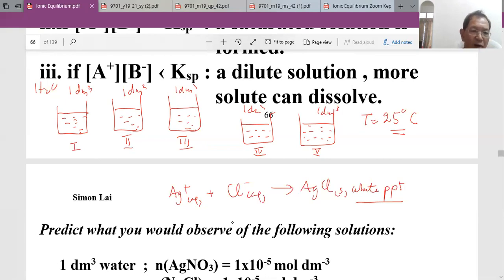Now, let's say I put down here two sources, two sources of silver and chloride, okay? The first source, of course, is silver nitrate. Silver nitrate, of course, is soluble, right? You should know all nitrates are soluble, the solubility rules. Let's say I got here 1.0 times 10 to the power of -6 moles, and the other one I got sodium chloride, also 1.0 times 10 to the power of -6 moles.